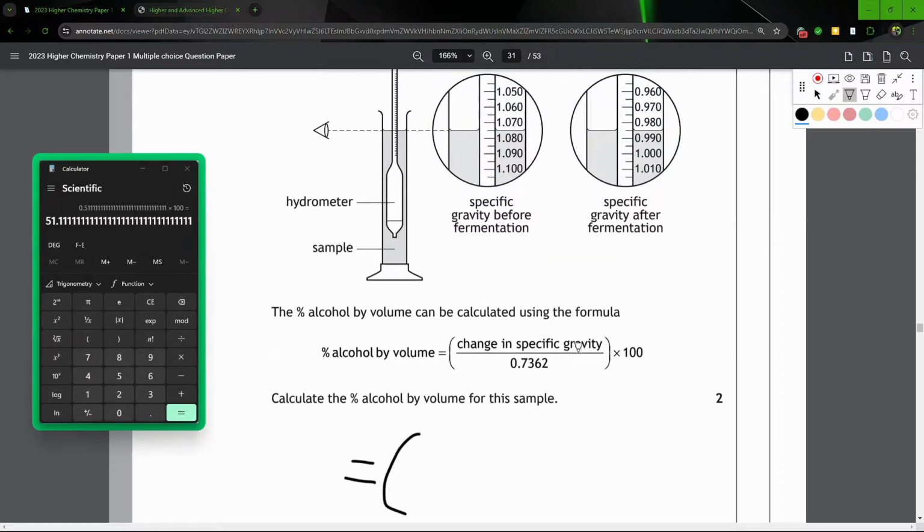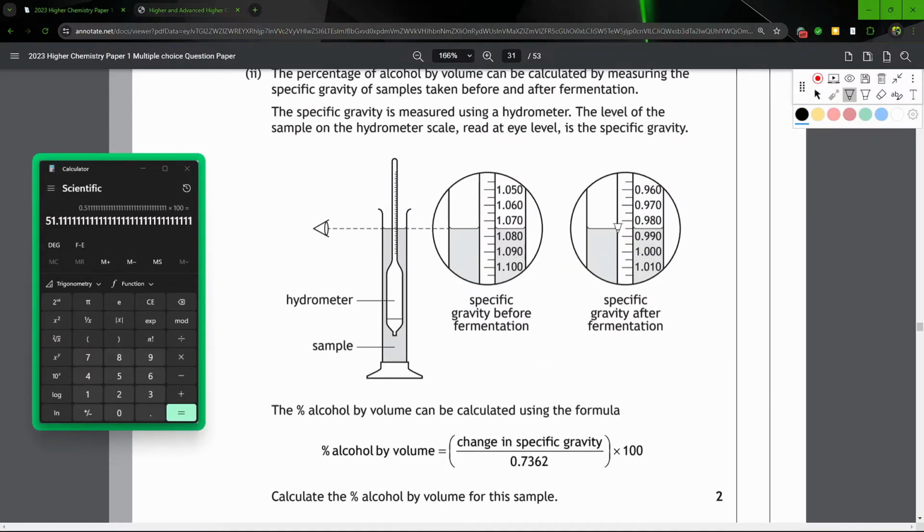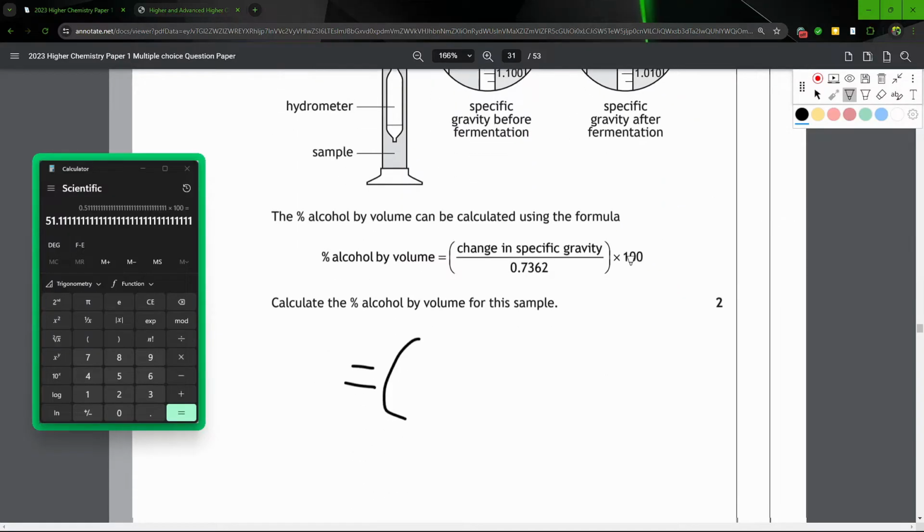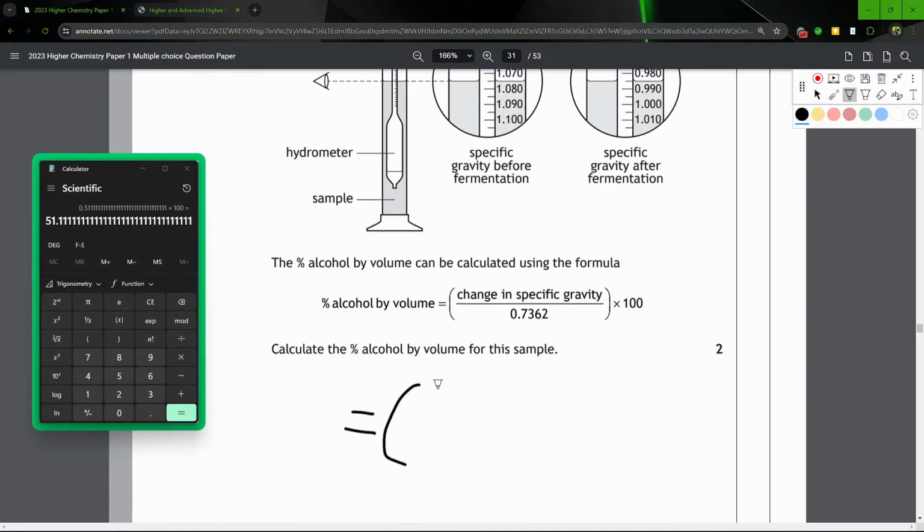So we need to figure out the change in specific gravity, and that's basically just reading the graphs. Remember, it's the bottom of the meniscus, but in this case it doesn't really matter too much. So before fermentation, we're sitting at 1.075. And then this one down here looks like it would be 0.99. Oh no, it'd be 0.985. So it'll be the difference between these two. So let's just go and write that in.